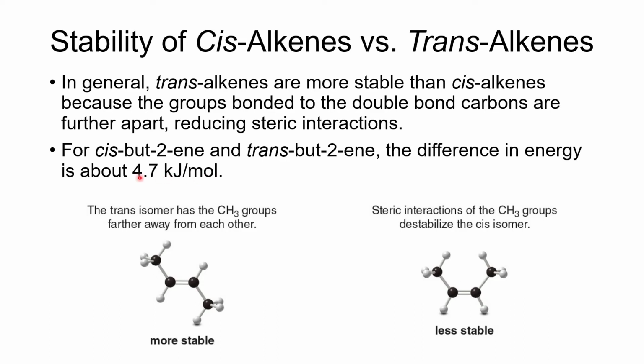How much? Well, for 2-butene, that difference comes out to 4.7 kilojoules per mole. So the difference in energy between these is about the same as the difference in energy when we were looking at conformations of butane. However, the big difference is that we can't freely rotate between these two isomers, because in order to rotate, the activation energy would be really high because we'd have to break that pi bond.